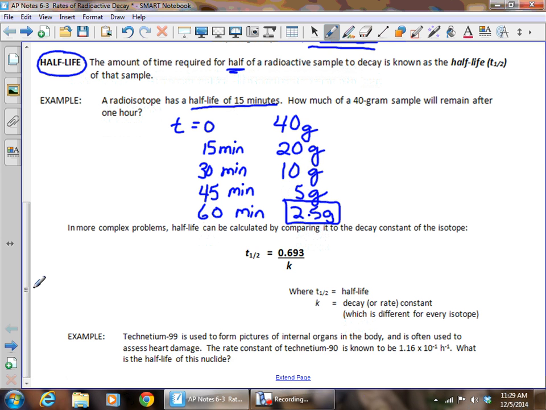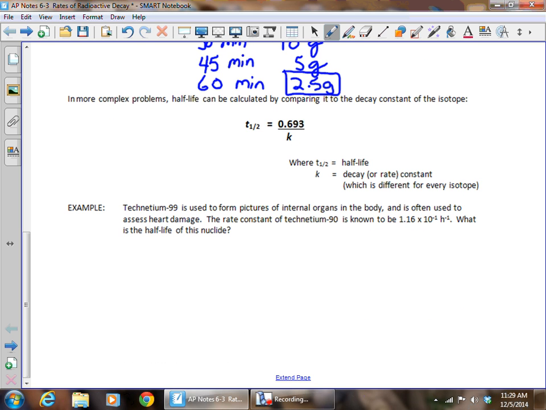And then we start needing to have some other equations that will help us. One of those equations is this one right here, the fact that half-life is equal to 0.693 over K. Now, K is the decay or rate constant, which is different for every isotope. I know that doesn't make the word constant sound like it's being used correctly, but it is constant for that element. So, for instance, in this first example, it says technetium-99 is used to form pictures of internal organs of the body, and it's often used to assess heart damage.